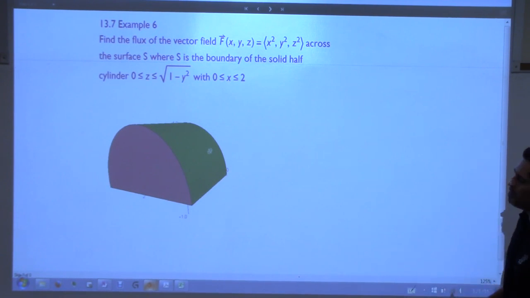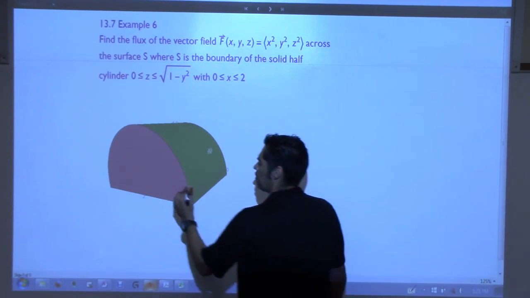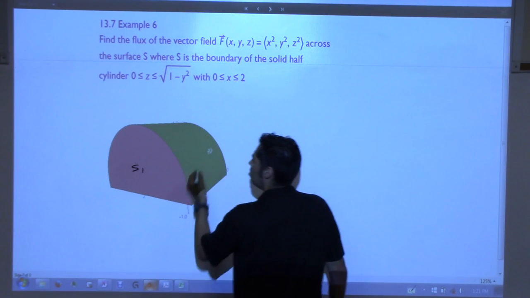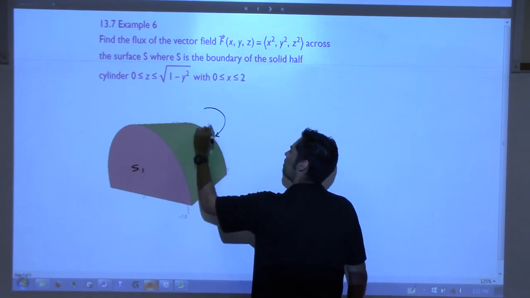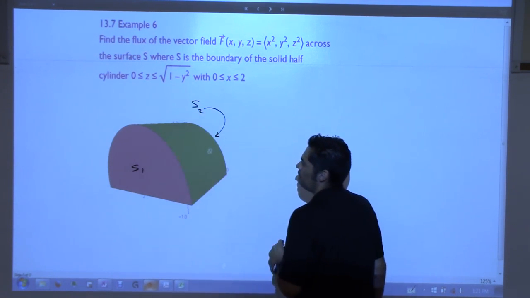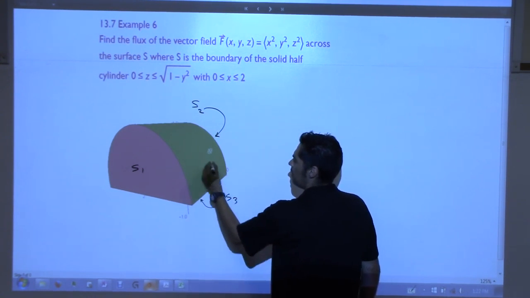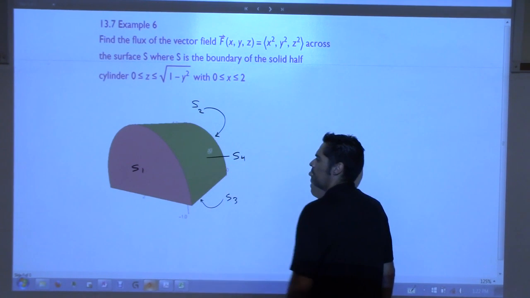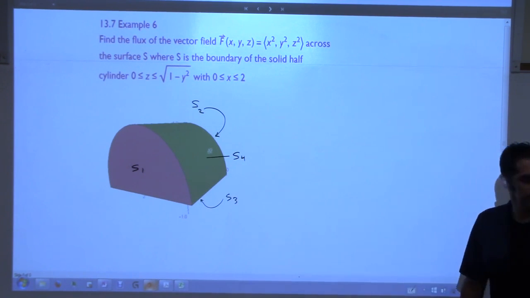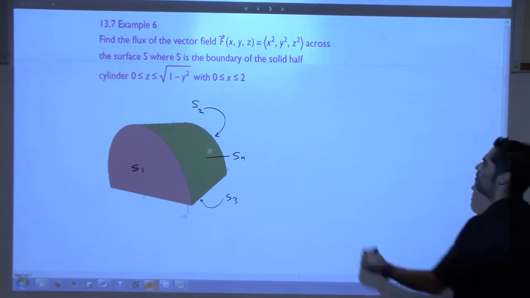So let's label these surfaces. I'm going to call this one right here S1. The one in the back side there, let's call that S2. How about the one that's underneath right there, S3? And this one right here, let's call it S4. That sound good to you? All right, what can you tell me about S1?